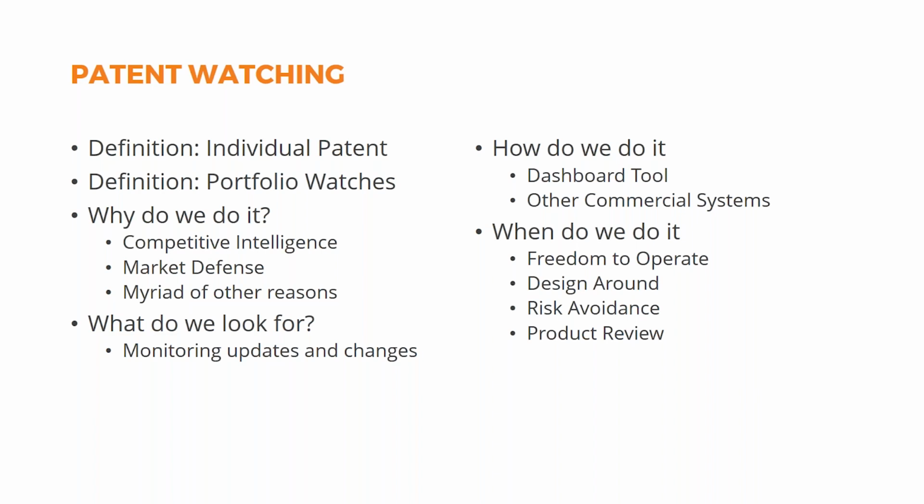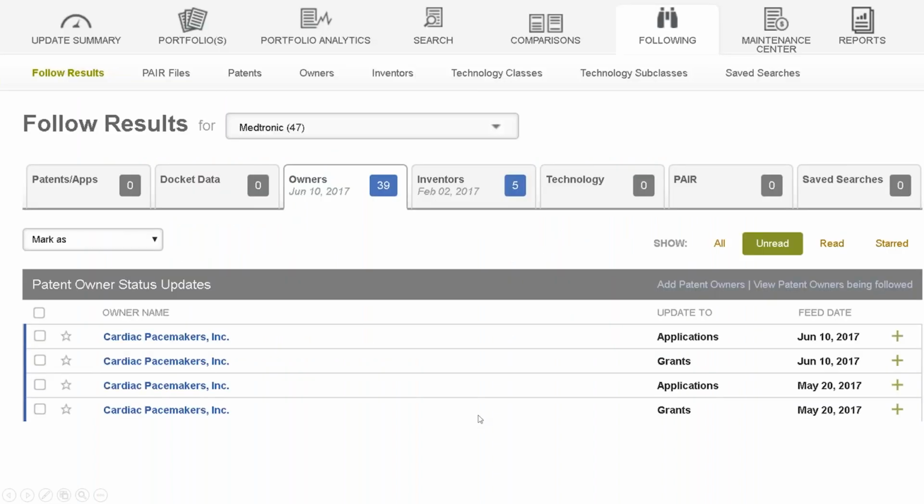Freedom to operate, design around risk avoidance, product review, anything where a patent would have a tangible impact when something substantial has happened to it during the patent prosecution process. So Mark, could you give maybe a quick example, if you're doing, say, freedom to operate around a product being designed, of something that you would watch for and how you would use that data once it would come up in a watch?